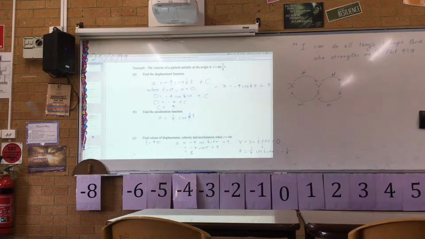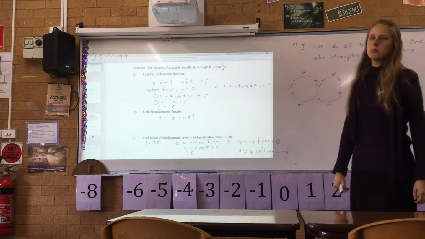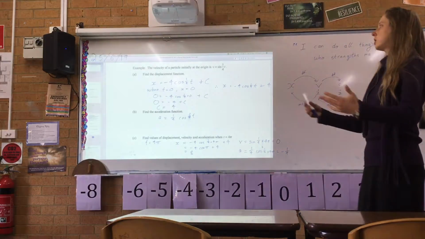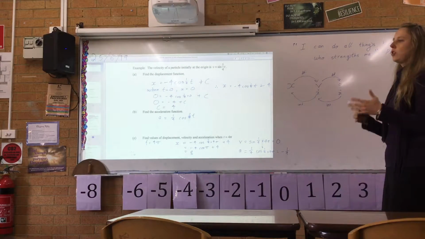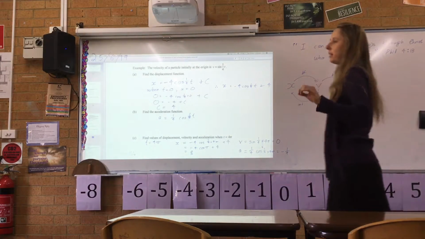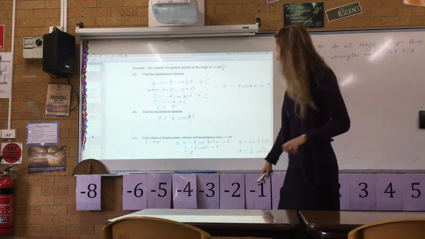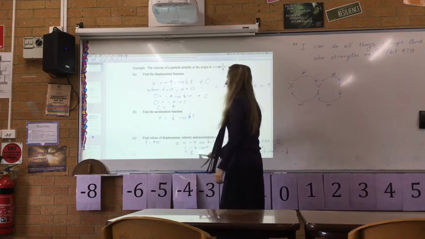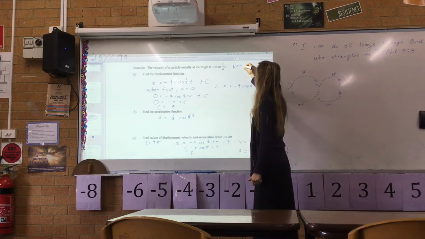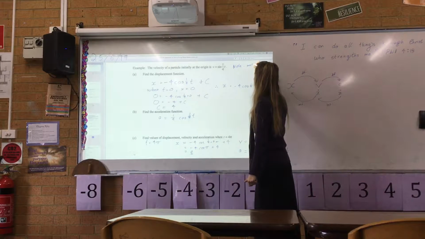Usually, we could assume that it would be meters and seconds. This question doesn't state. Most questions will give you units, but I want you to get used to what the units would be. So I'm going to assume it's meters and seconds, okay? So what would my displacement be? I know it doesn't say that, but let's just make a little note. We're using meters and seconds.